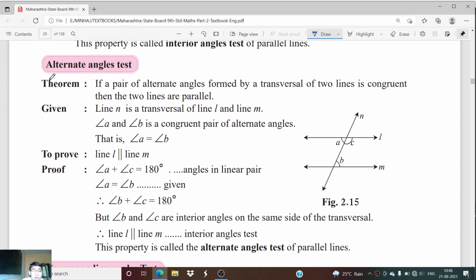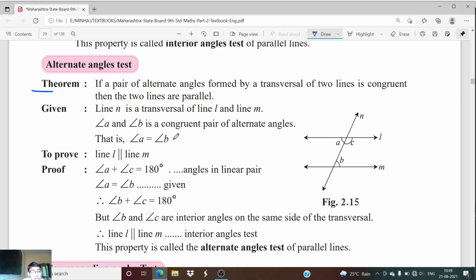So what is the alternate angles test? The statement of the theorem is: if a pair of alternate angles formed by a transversal of two lines is congruent, then the two lines are parallel. In the statement, it is given that alternate angles are formed by two lines and a transversal. In this figure you can see angle A and angle B are both alternate angles, and if these two angles are congruent, then the lines intersected by a transversal must be parallel to each other. So line L must be parallel to line M.